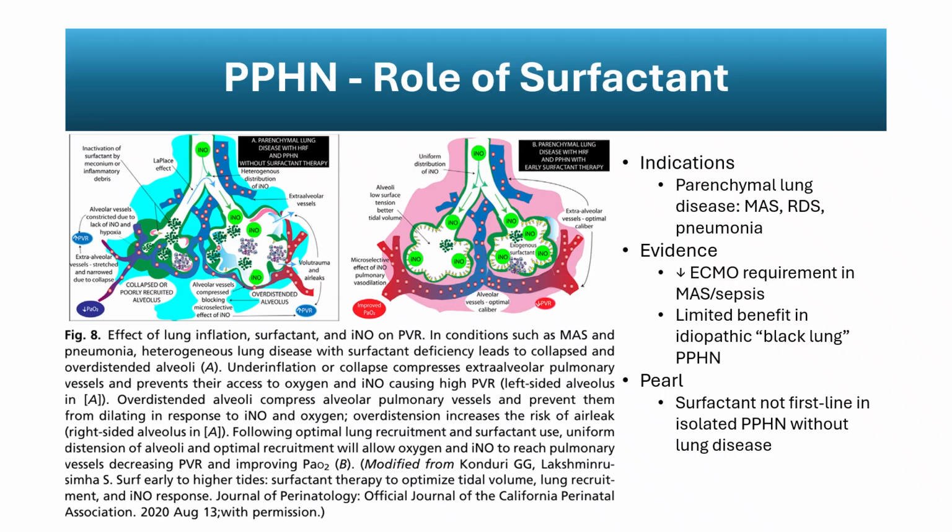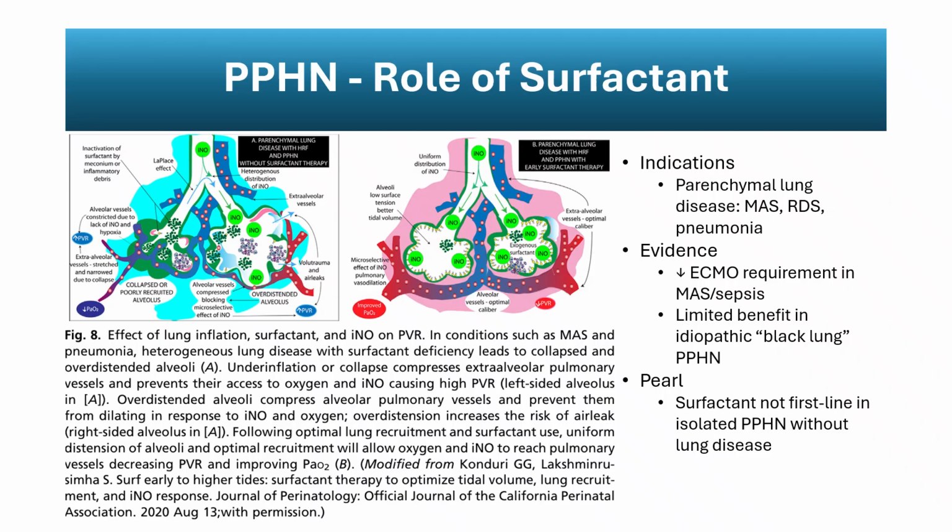Surfactant therapy in PPHN is indicated primarily when underlying parenchymal lung disease is present, such as meconium aspiration syndrome, respiratory distress syndrome, or pneumonia. In these conditions, alveolar collapse, edema, and surfactant inactivation worsen hypoxemia and contribute to persistent pulmonary hypertension. Administration of exogenous surfactant restores alveolar surface tension, improves lung compliance, and promotes alveolar recruitment, which increases pulmonary blood flow and oxygenation. Clinical evidence shows that in PPHN secondary to MAS or sepsis, surfactant therapy can reduce the need for ECMO and improve oxygenation parameters.